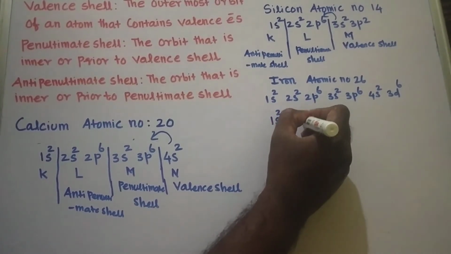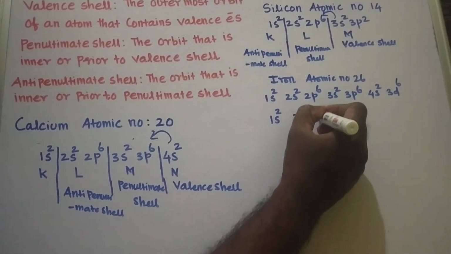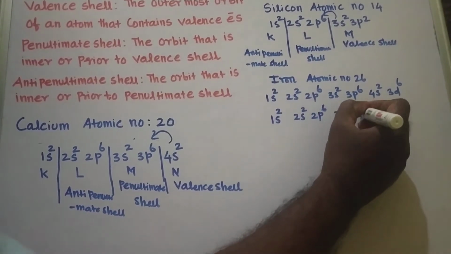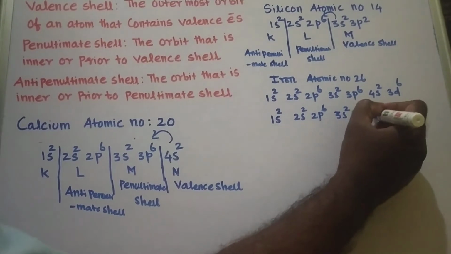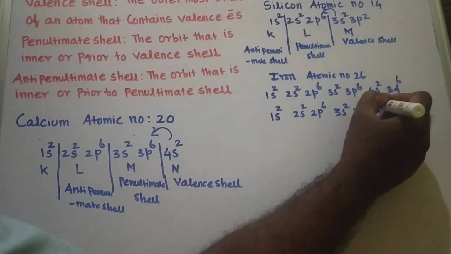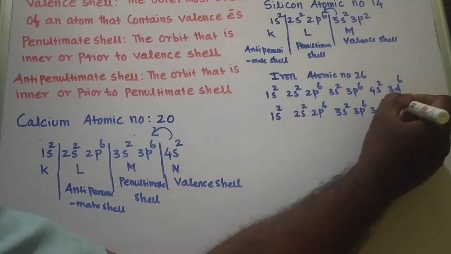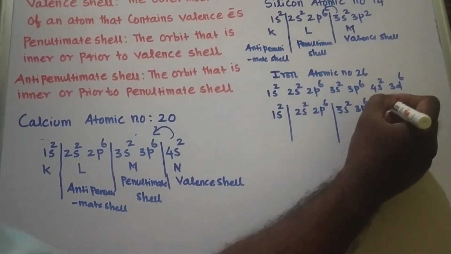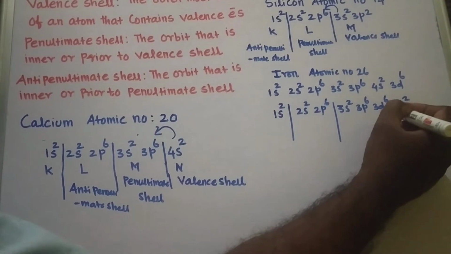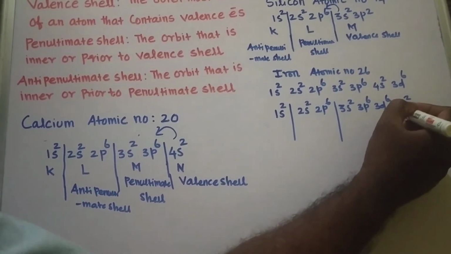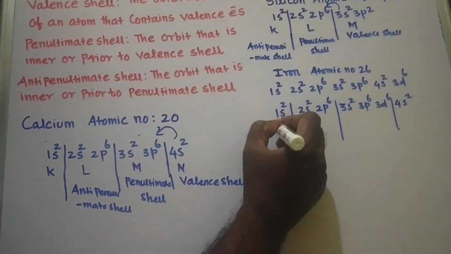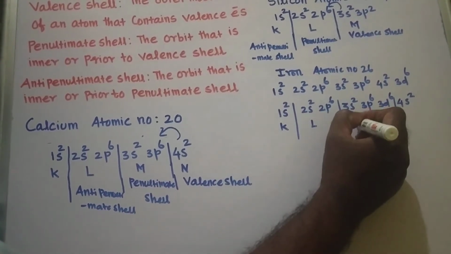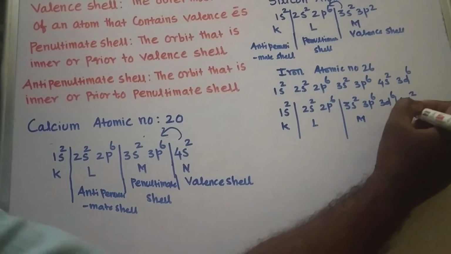1s2, 2s2, 2p6, 3s2, 3p6, 3d6 and 4s2. Now it is well known that 1 belongs to K, 2 belongs to L, 3 belongs to M and 4 belongs to N.